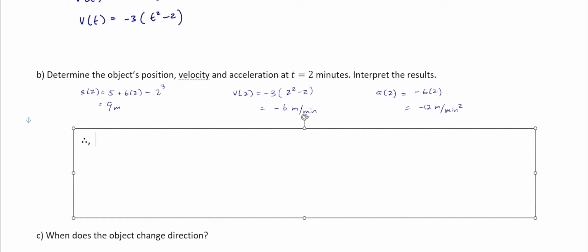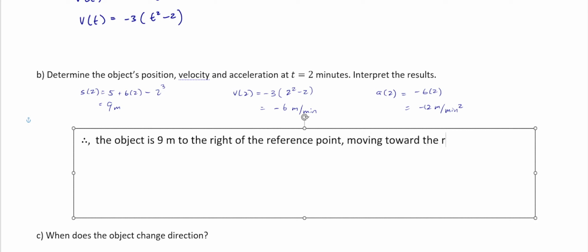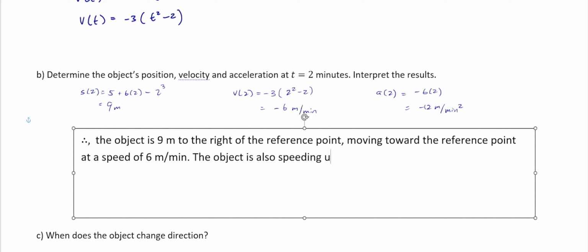Okay, so therefore the object is 9 meters to the right of the reference point, moving toward the reference point at a speed of 6 meters per minute. Note that I'm writing speed. In this case, I'm just giving the magnitude of the velocity because I've indicated with words that it's moving towards the reference point at a speed of 6 meters per minute. The object is also speeding up at a rate of 12 meters per minute, all squared.